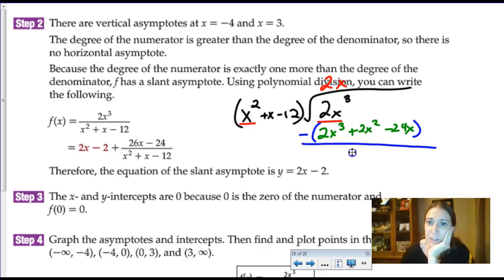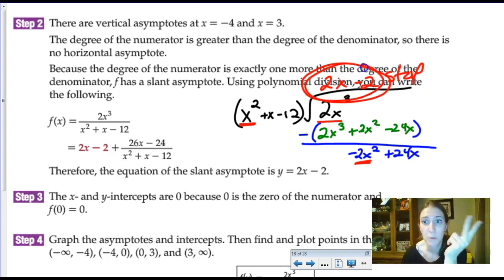So 0 minus 2x squared is negative 2x squared. It's become a plus 24x. So we repeat the process of division where I do negative 2x squared divided by x squared, and that's a negative 2. And actually, this is where you can stop, because my next step would be finding a remainder. And what you just found here is the quotient. That is the line that is the oblique asymptote.